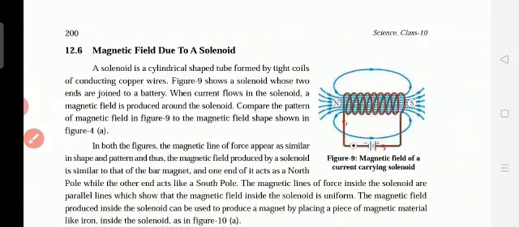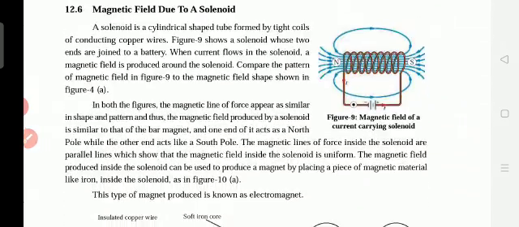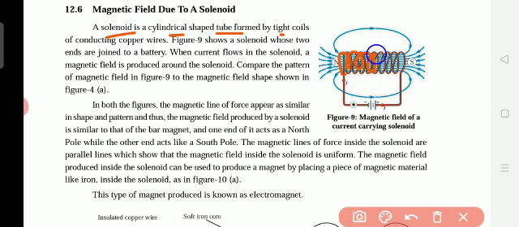Okay, so here is the magnetic field due to a solenoid. What is a solenoid? A solenoid is a cylindrical shaped tube formed by a tight coil. This is the copper wire, coiled in a circular shape. Tight coils of conducting copper wire form a solenoid whose two ends are joined to a battery. When current flows in the solenoid, a magnetic field is produced around it.